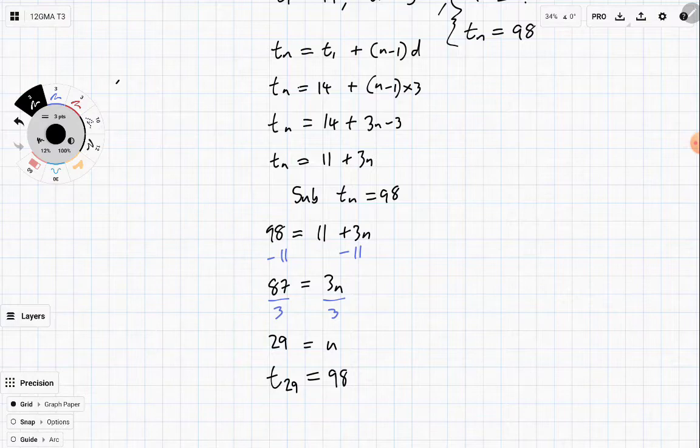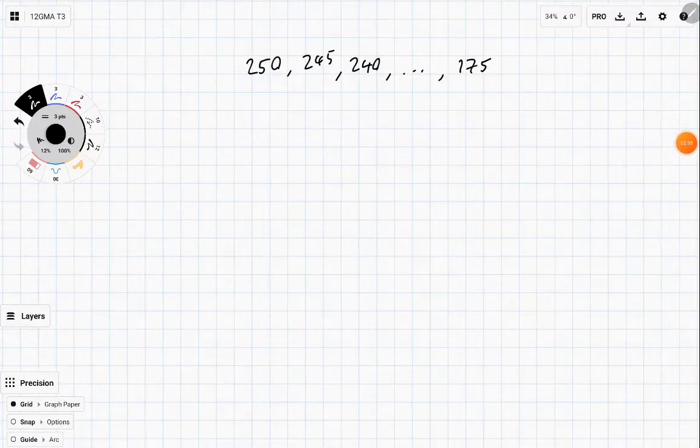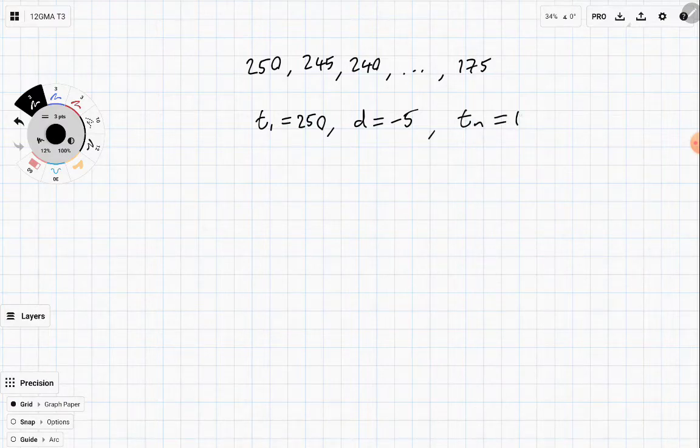Alrighty, let's do one more. Once again, we've got a fairly nice looking sequence. We've got 250, 245, 240, up to 175. So we know what T1 is, 250. We know that it's going down by 5, so that's d equals negative 5. And we're waiting until it hits 175. We know that the term 175 is in the sequence, we just don't know what the number is. So we're looking for n.